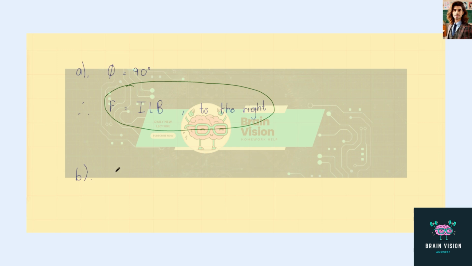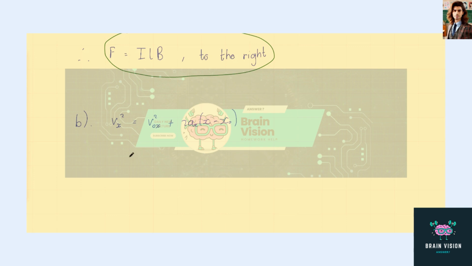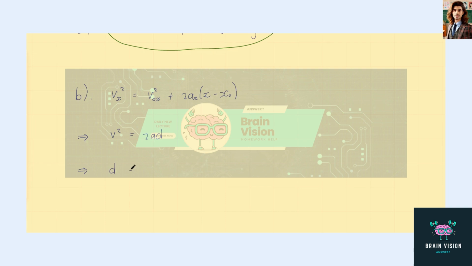Now for part B, we want to find the distance that the bar will have to travel to attain a speed v. So we can use the kinematic equation v_x squared equals v_0x squared plus 2 times the acceleration a_x times the distance x minus x_0. But we know the initial velocity is 0 since the payload starts from rest, and the distance x minus x_0 is simply d. So we can say that the final speed squared, v squared, is equal to 2ad. If we rearrange this equation, we find that the distance that the bar needs to travel to attain a speed v is v squared over 2a. But remember, a we said was F over m by Newton's second law. So this is v squared times m over 2ILB.